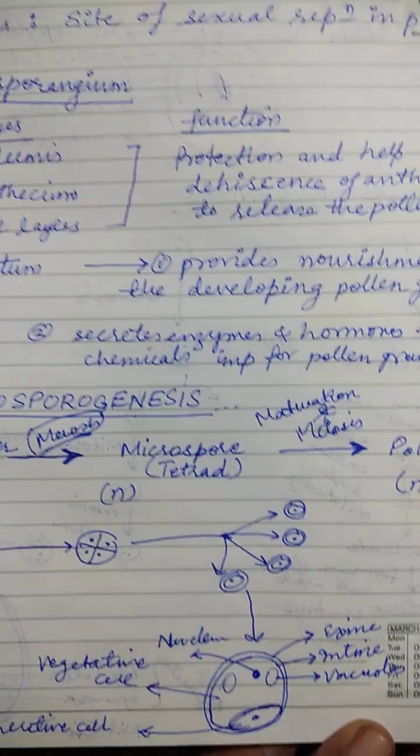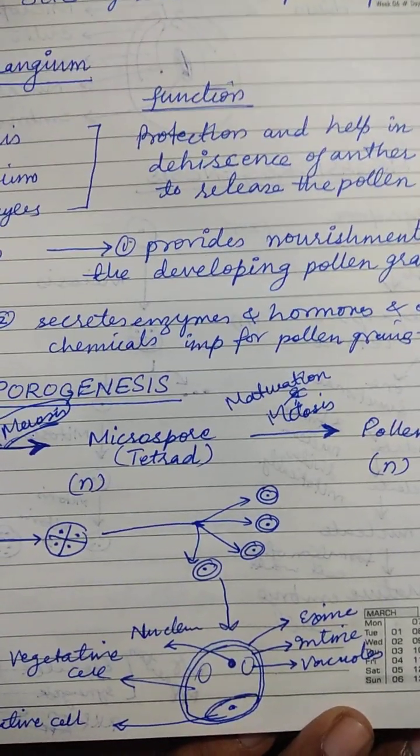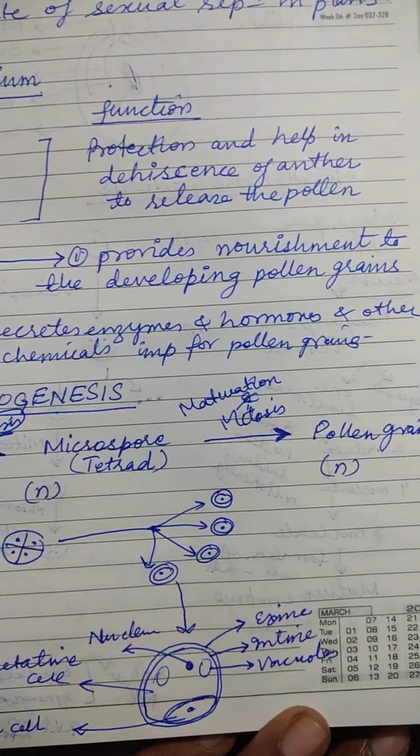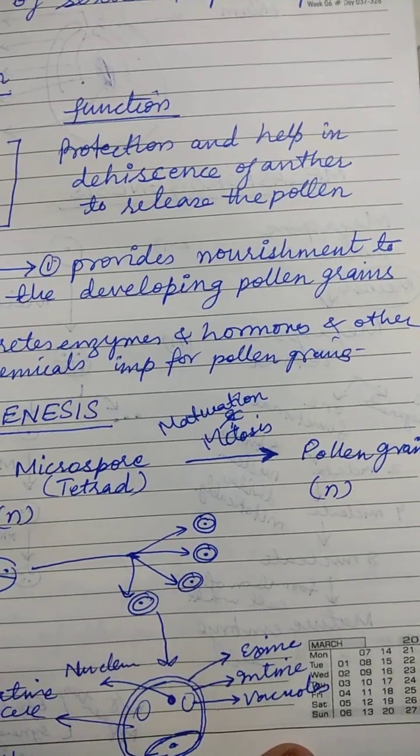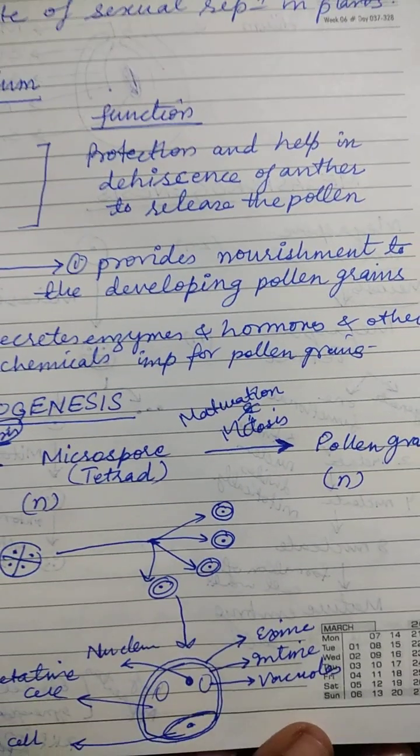Other than this, it secretes many enzymes, hormones, and some other chemicals which are important for the maturation and functioning of pollen grains.